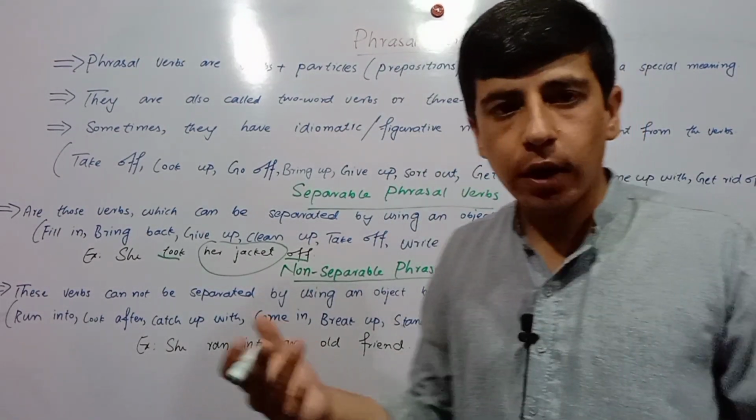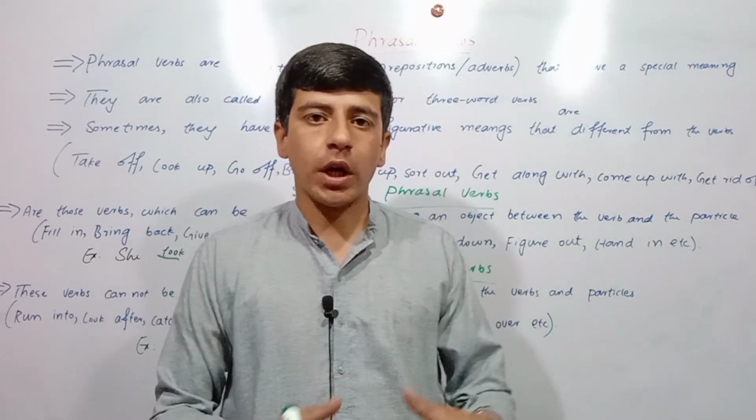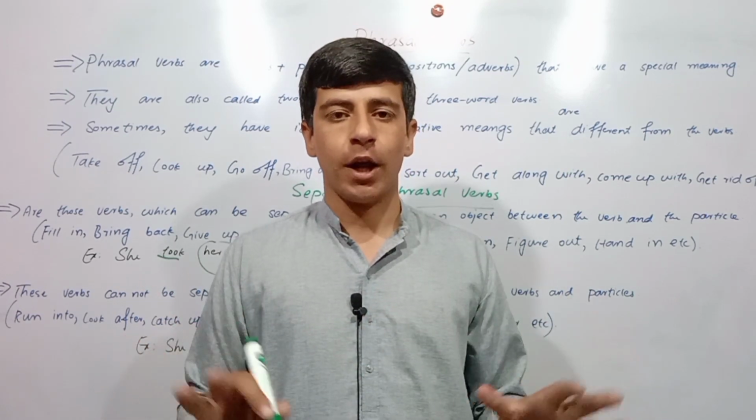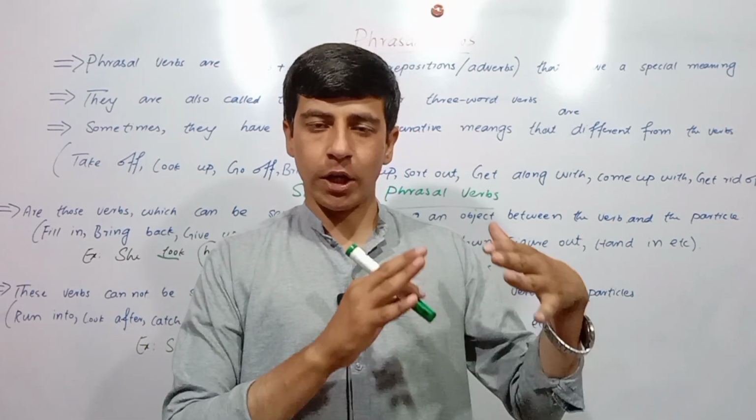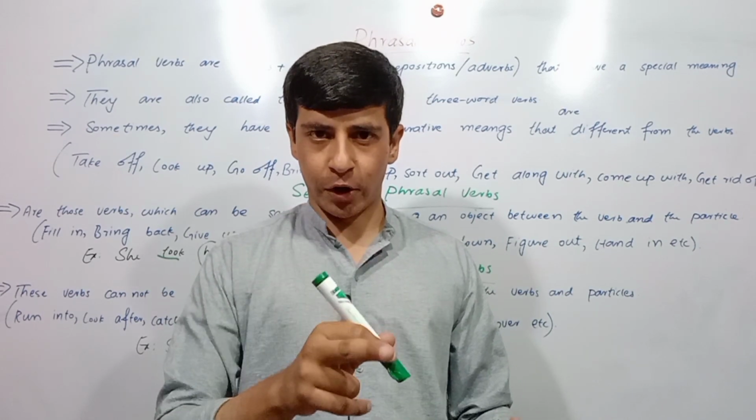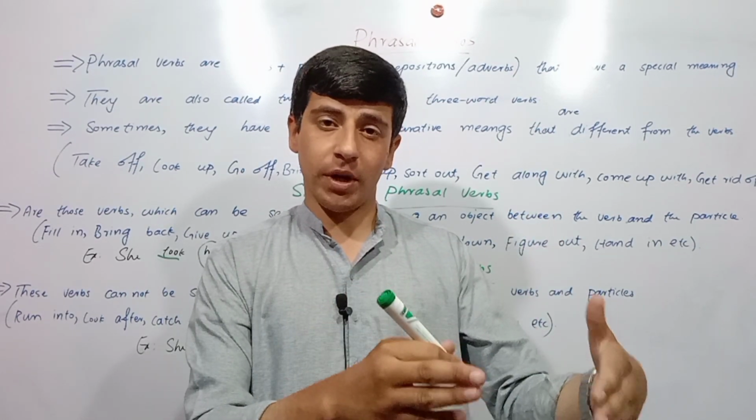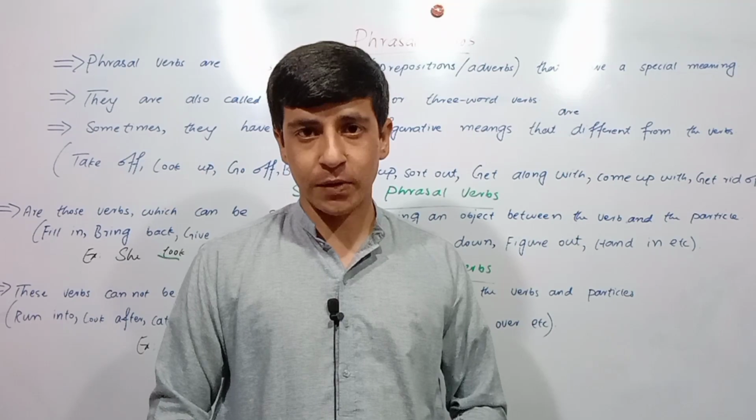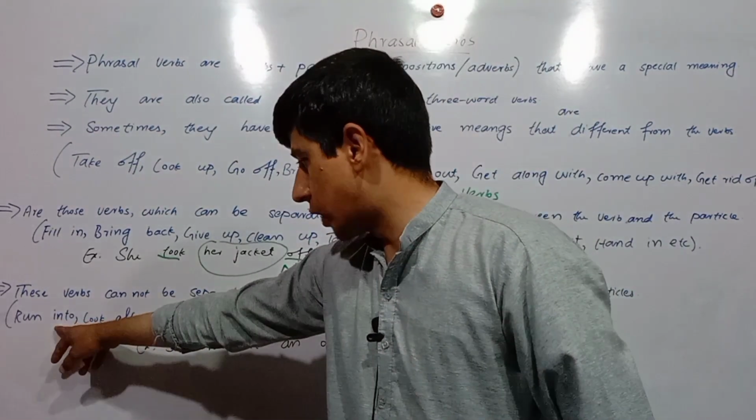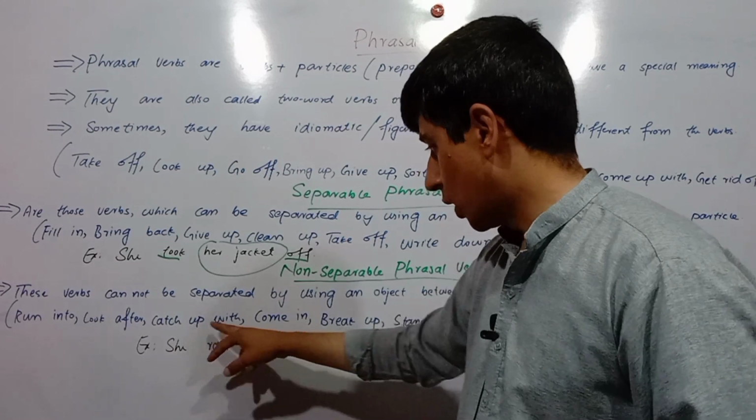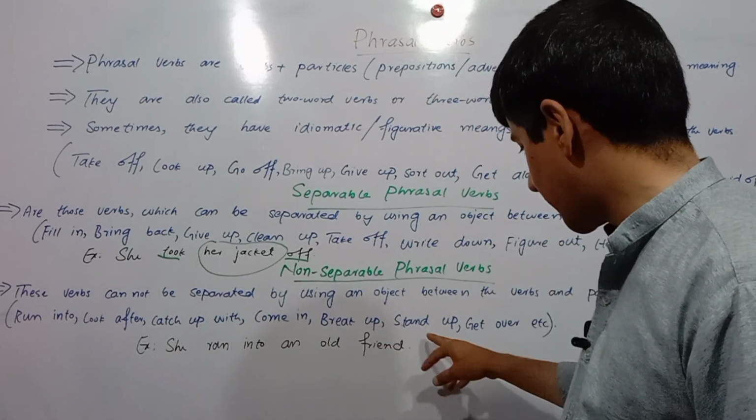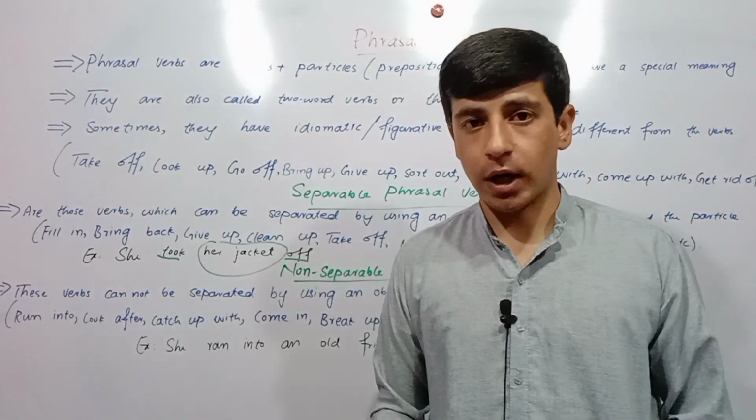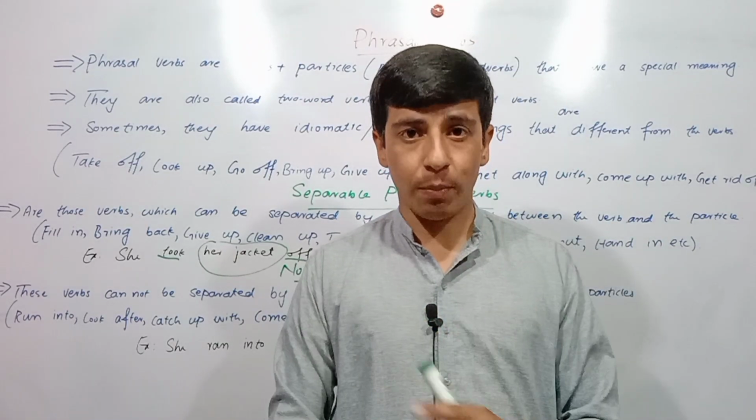On the other hand, we have got non-separable phrasal verbs. Non-separable phrasal verbs are those phrasal verbs which cannot be separated by inserting or using an object between the verb and its particle. And these non-separable phrasal verbs are run into, look after, catch up with, come in, break up, stand up, get over, and so on. So these verbs are called non-separable phrasal verbs because they can't be separated.